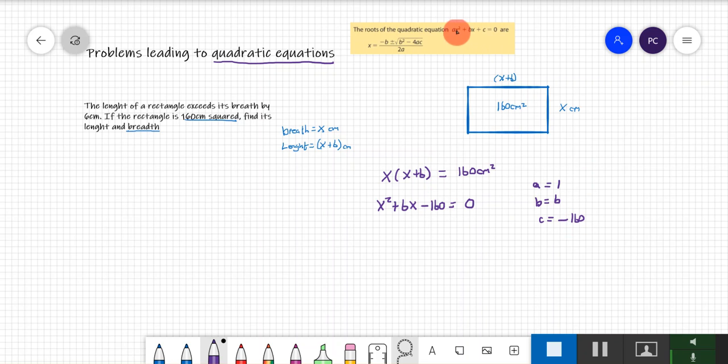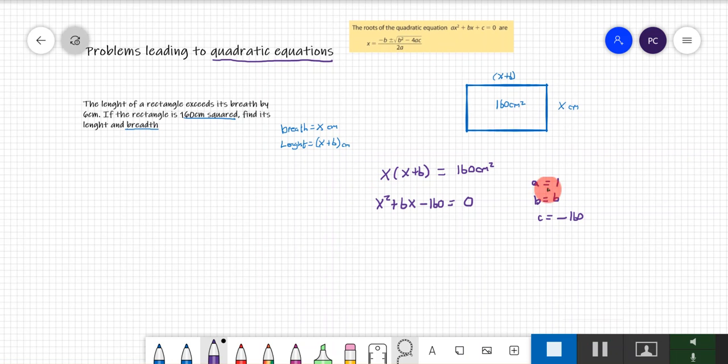So this is the quadratic in this form, and we're able to identify what a is, what b is, and what c is. This is a, 1 is here, this is b, and this is c. Then we can take these values and substitute them into the formula.